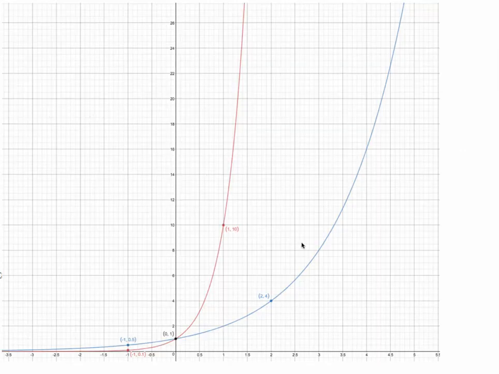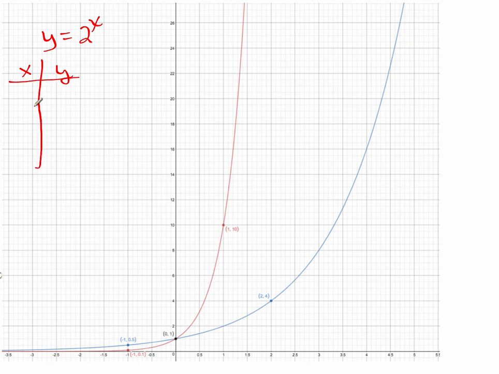So let's look at two different cases of exponential growth. The blue curve is y equals 2 to the x. Let's look at a couple of points. All right. When x is negative 2, what is y? y is 2 to the negative 2, which is 1 over 2 squared, which is 1/4, or 0.25. And you see that's very close down here to the x-axis.